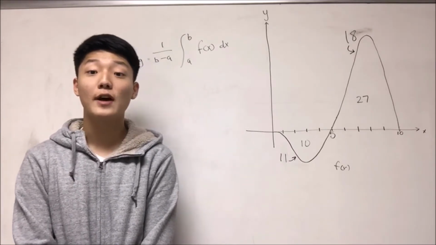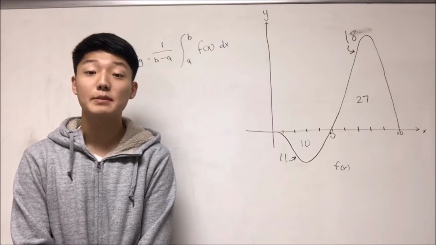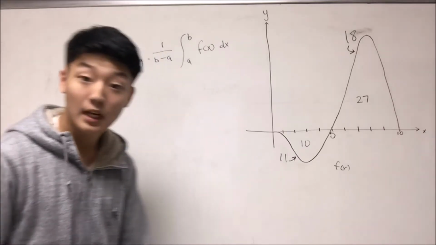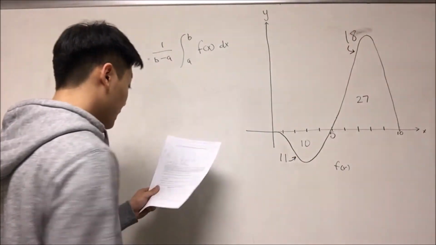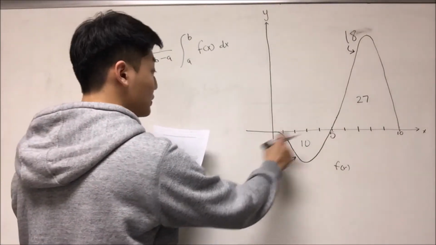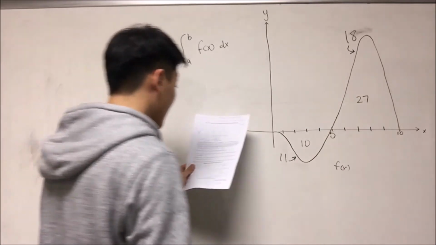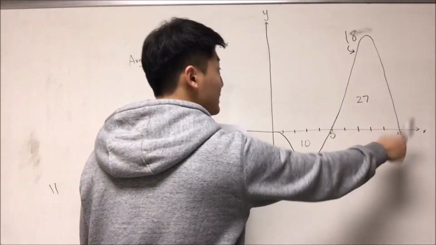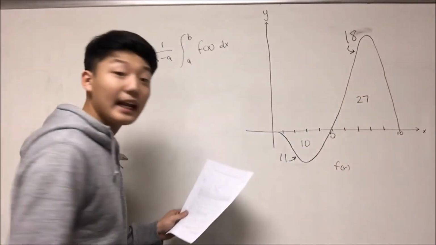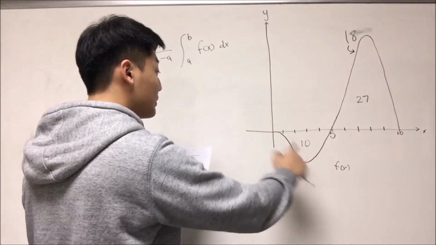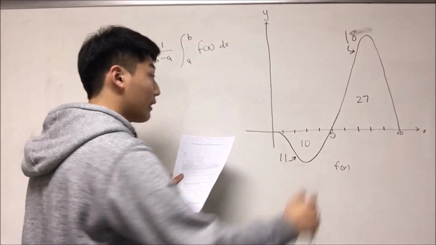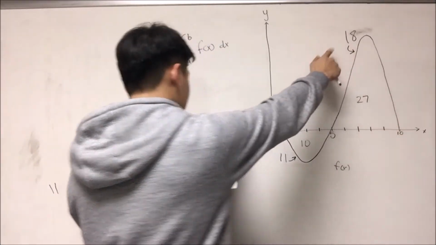Today we're going to talk about 2011 AP Calculus BC free response question number 4. As given in the problem, in the function f, the portion of the graph from 0 to 5, the area is 10, and from 5 to 10, the area is 27. It is better to write this down first to not get confused. The arc length between 0 and 5 is 11, and the arc length between 5 and 10 is 18.